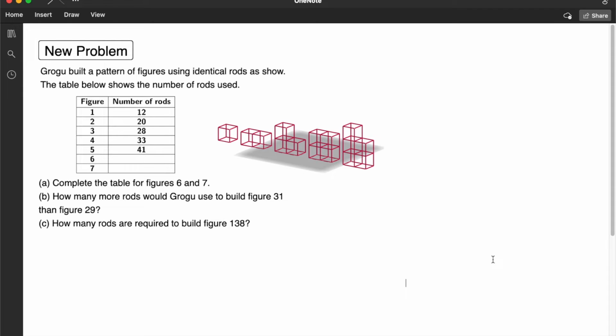This is quite an interesting patterns problem, but it can also be quite challenging because the answers to part B and C are actually dependent on whether the figure number is an odd or even number.